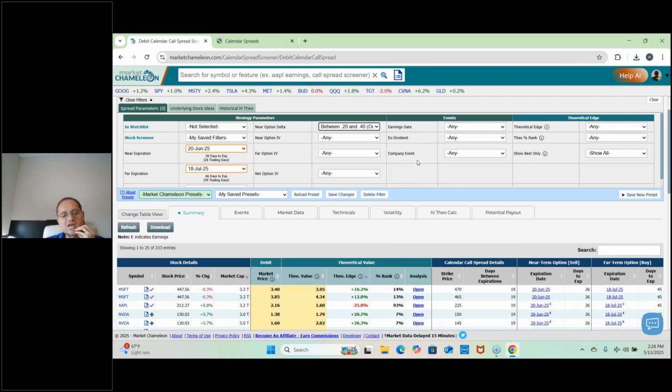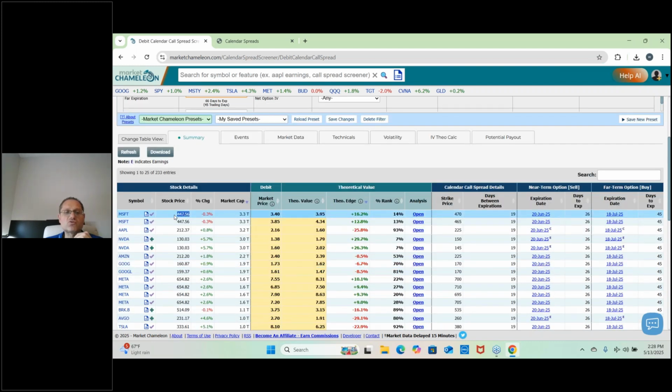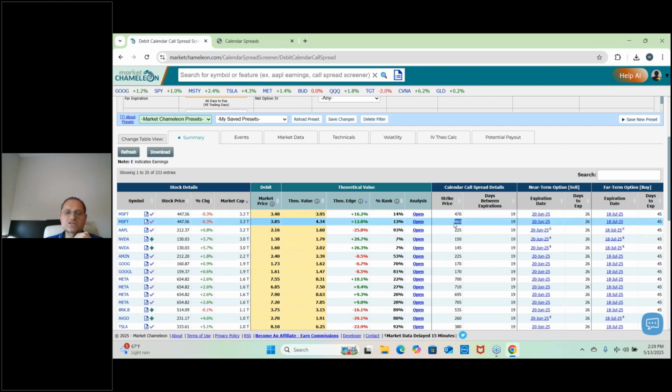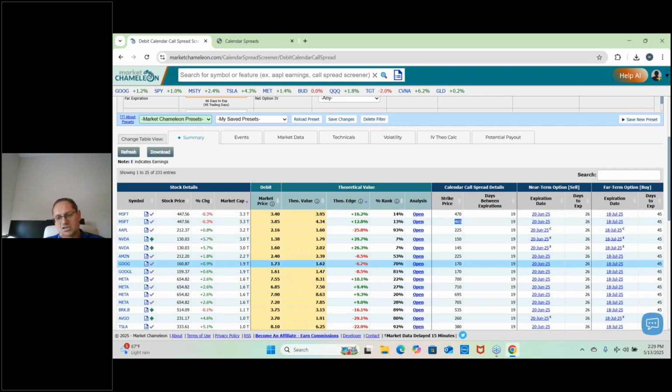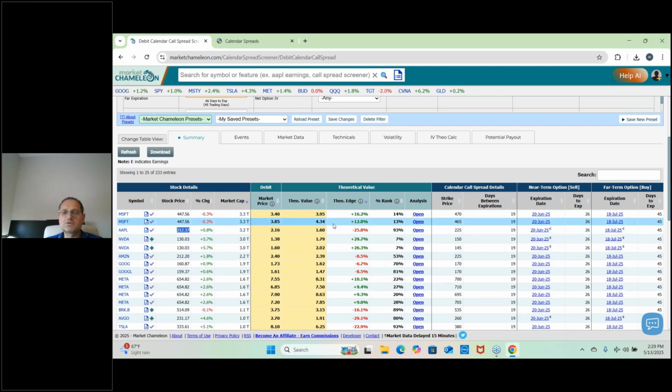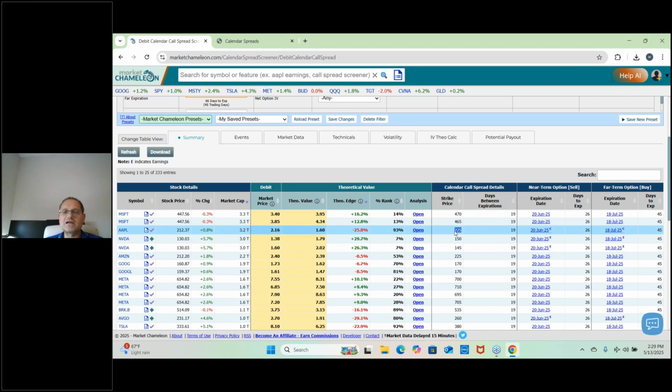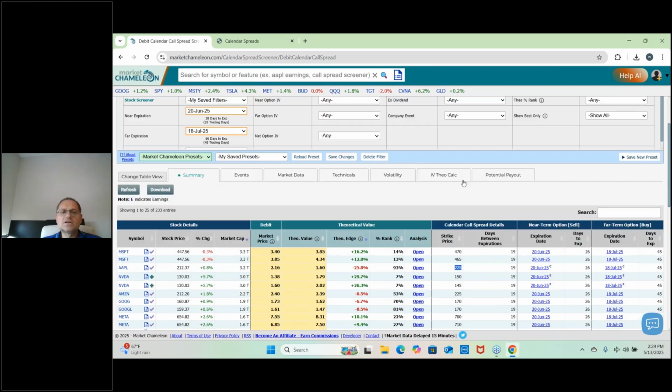We pick that, and now we could see, for example, here's Microsoft. The stock's 447, but this is looking at the 470 strike or 465 strike. So it has more of a bullish outlook now. Okay, same thing with NVIDIA, because now we're looking at higher strikes, out of the money strikes. So let's keep it at that for now.